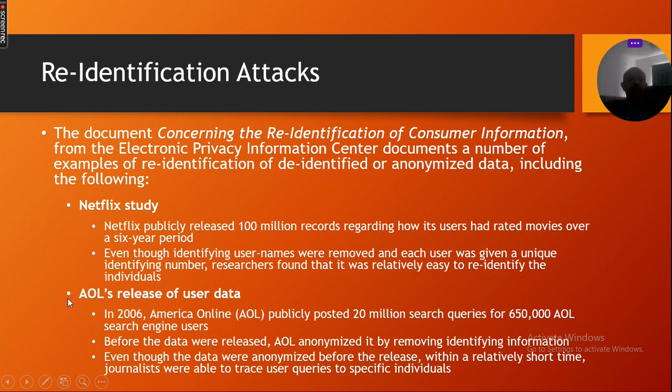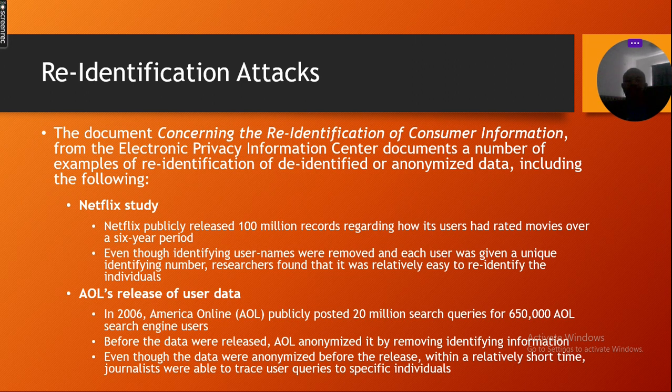Okay. Then another one is the America Online release of user data. In 2006, America Online publicly published over 20 million search queries for 650,000 America Online search engine users. Before the data were released, America Online anonymized it by removing what would identify the owners, the PII, personally identifiable information. They removed what would make people know the owners of this information.